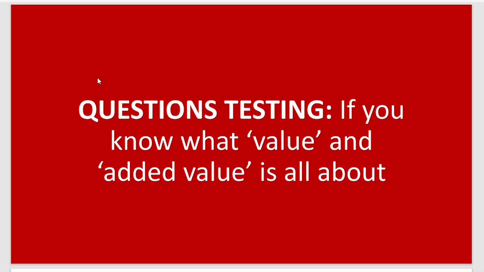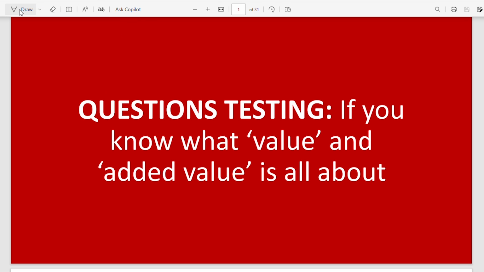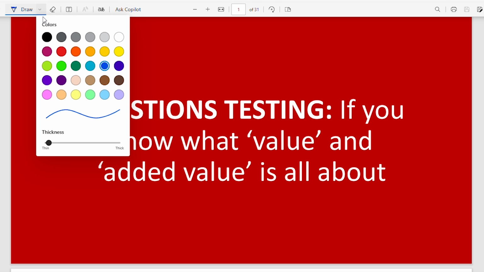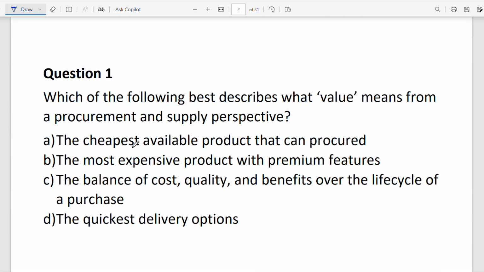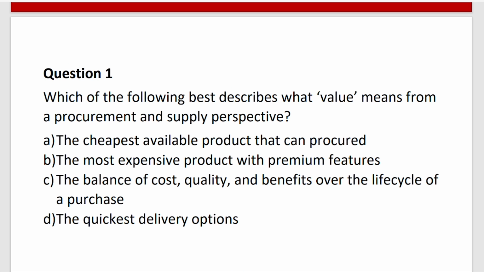Now, again, as I said, these are question and answer. It's a revision series. So let's look at some of the questions that fall under this category. To start us off, we are looking at questions testing if you know what value and added value is all about. That's pretty much our starting point. The first question: which of the following best describes what value means from a procurement and supply perspective?